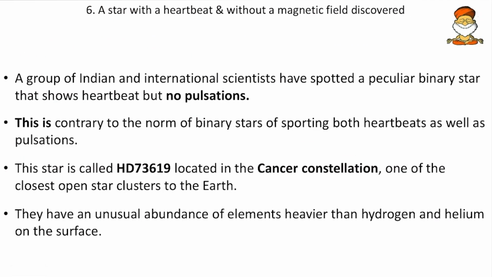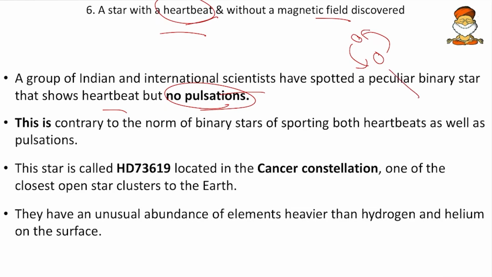Then a star with heartbeat and without magnetic field discovered. So friends, here the heartbeat is not the biological heartbeat, so it is something different. We will see that. A group of Indian and international scientists have spotted a peculiar binary star that shows heartbeat but no pulsations. So friends, whenever there are binary stars, we know that two stars will be revolving around one another. And here the pulsations will occur. Say for example, I am seeing this star from here. Whenever these two stars are in this position, I can see the light from both of the stars. But when they are overlapping around one another, there will be dimming of brightness. So here a crest and trough, or the pulsations of light, is visible.